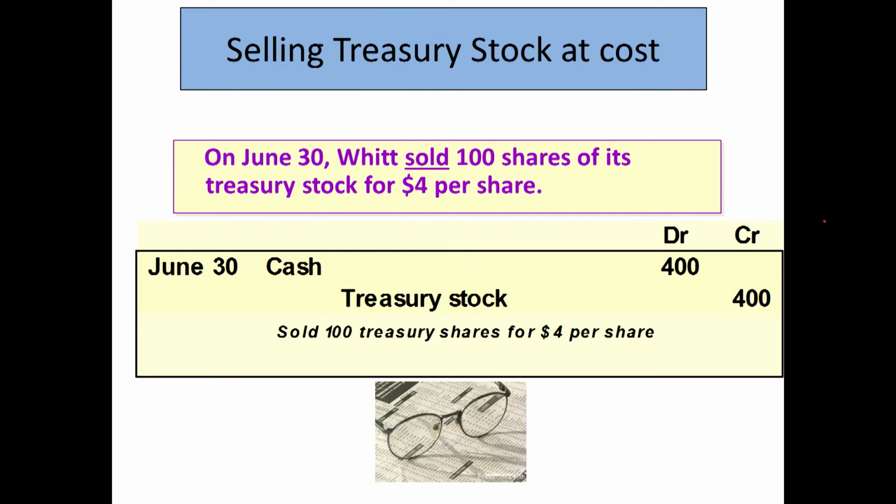Then, a little later, we sold 100 shares of that Treasury stock for $4 per share. Now, this was the same price that we bought it back. This was our cost, right? So we sold 100, 100 times 4, cash is debited for 400, Treasury stock is credited for 400. Okay, that's pretty easy, isn't it? So that's if we sell the Treasury stock at our cost of $4 that we purchased it from the market at.